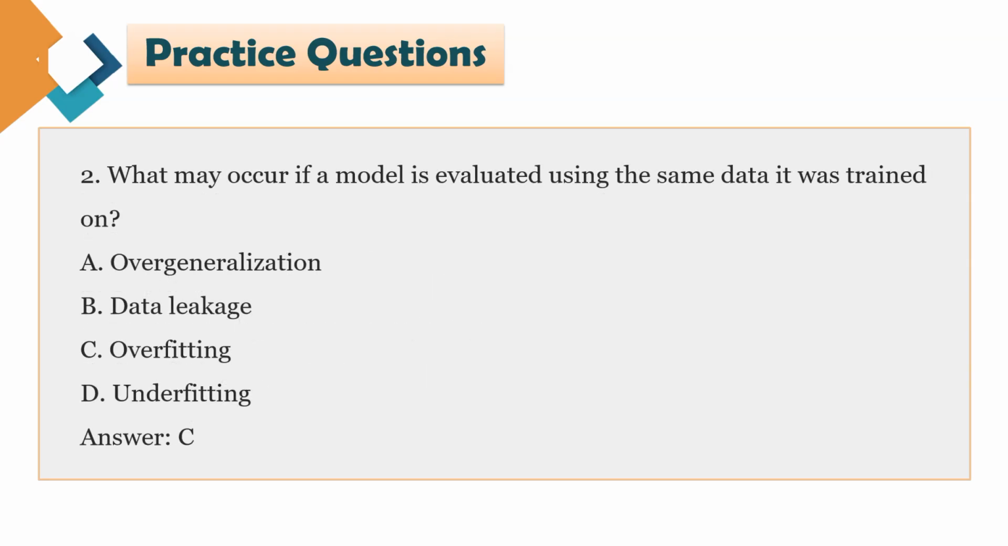2. What may occur if a model is evaluated using the same data it was trained on? A. Overgeneralization. B. Data leakage. C. Overfitting. D. Underfitting. Answer: C.